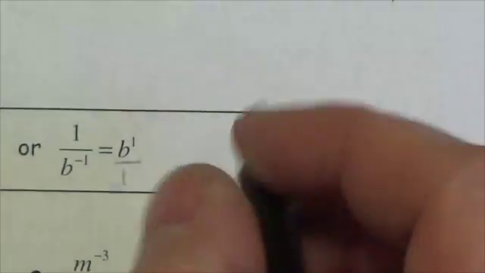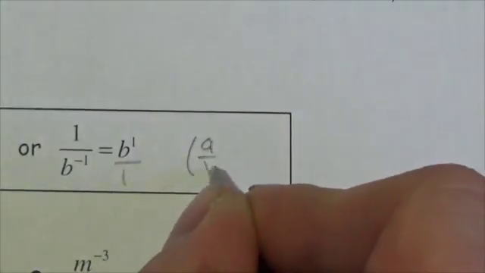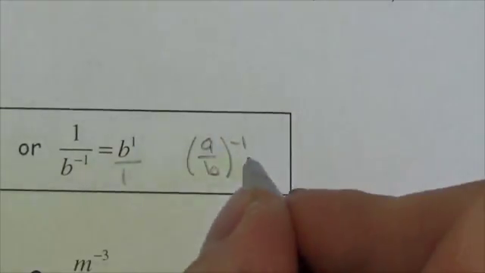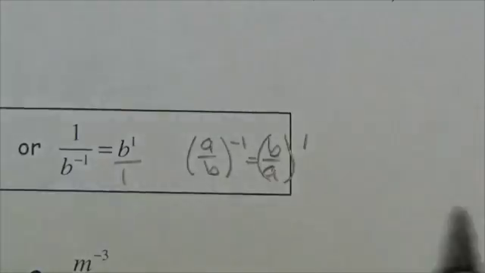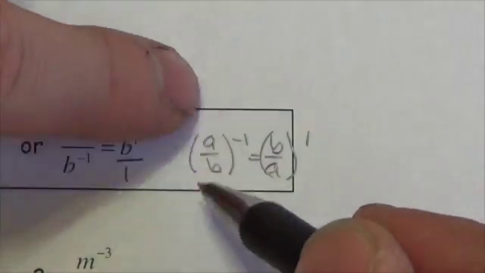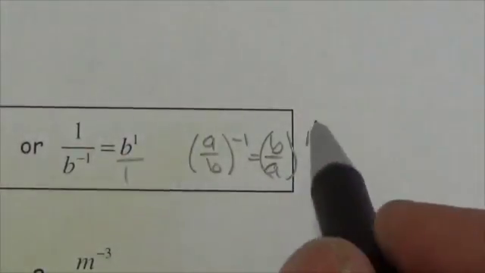Another way that we might look at this here is if you've got a over b, let's say to the power of -1, this would be the same as b over a to the power of 1. That negative causes the base here to reciprocate. And that's how we get rid of it.